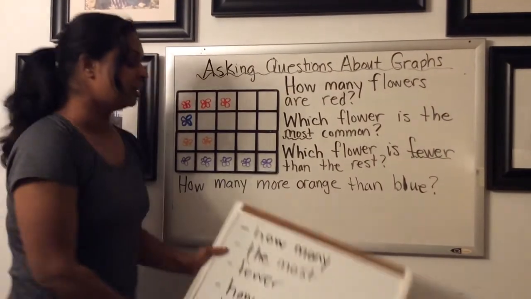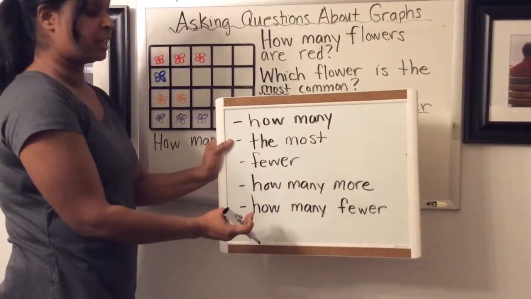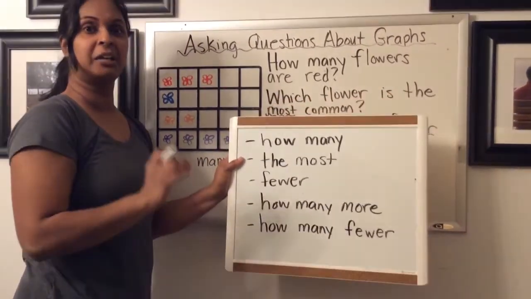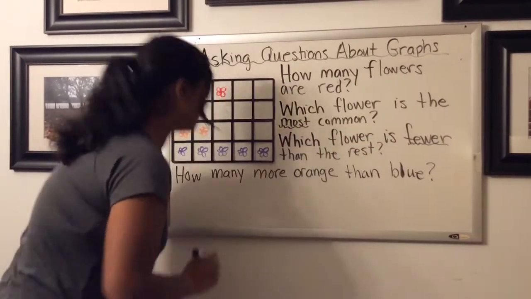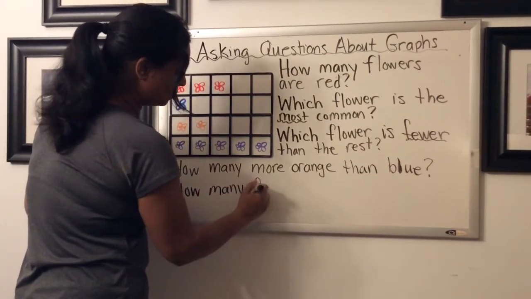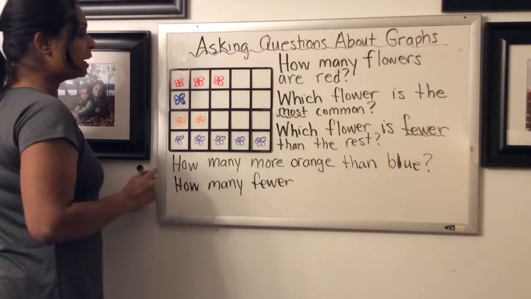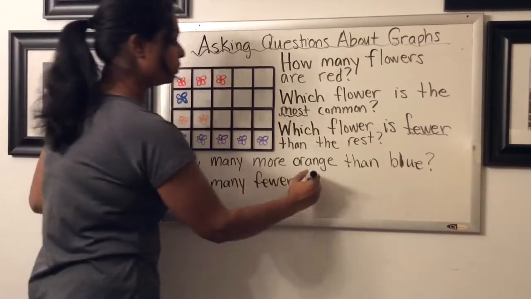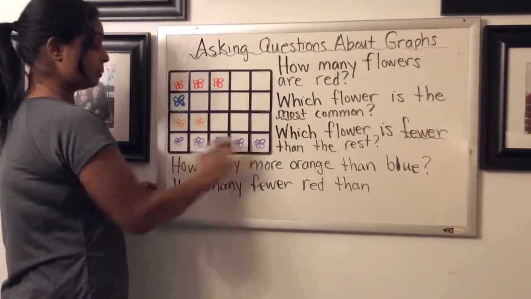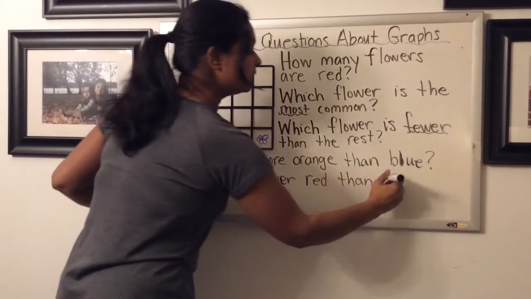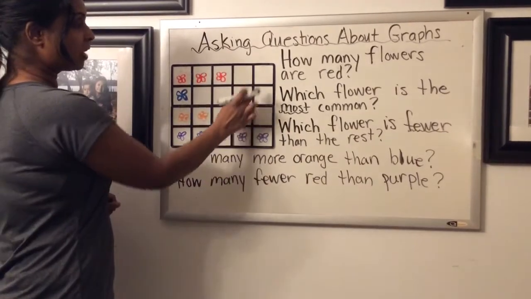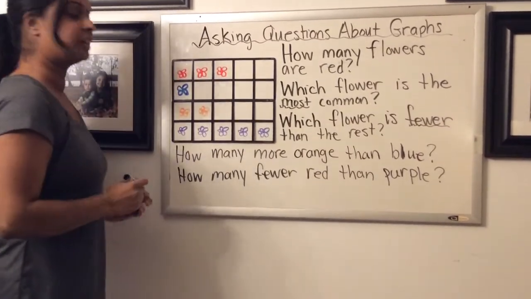All right, now you may also see that you might have to start a sentence or use these words in a sentence that say how many fewer. So again, looking for a number answer. How many fewer? Now again, I'll have to pick two. How many fewer? And then I think I'll do how many fewer red than, and now I'll have to choose one that has more than red, so I'm going to use purple. How many fewer red than purple? Okay, and then looking at my pictograph, I can see that there are 2 fewer red than purple.